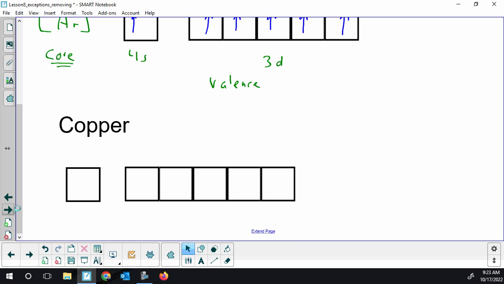Copper's in the same row of the table. So it's proceeding, noble gas is still argon. That represents the core electrons. We use this shortcut because these electrons don't get gained or lost, so we wouldn't end up studying these in bonding. We've got our 4s and our 3ds. You're going to want to do the same thing or jump ahead.